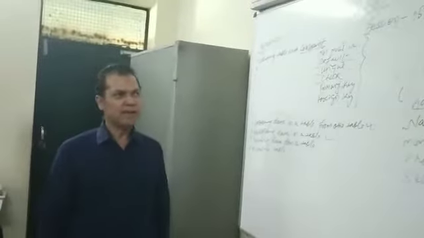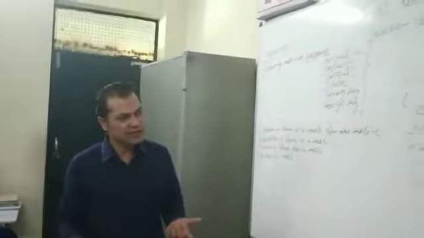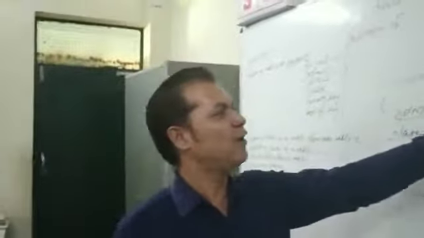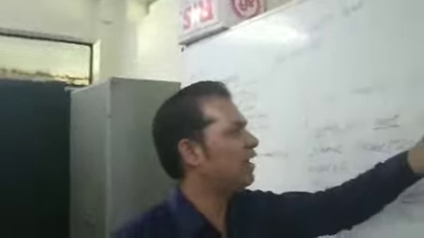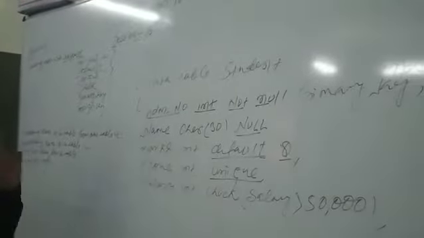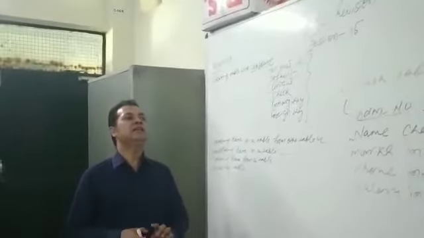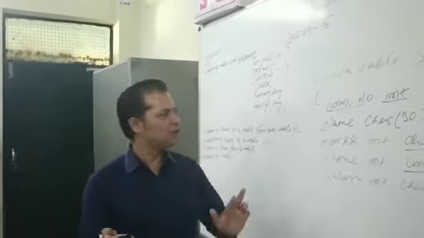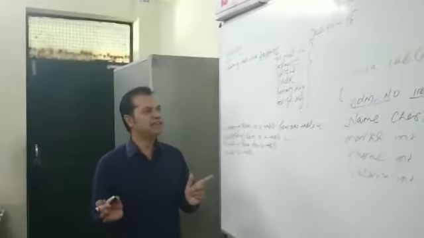Now by default primary key is not null. You may use primary key and not null both together, it's up to you, but by default primary key also comes with not null. It never allows you to enter a null value. Primary key always allows you to enter only a unique value, and in a table only one primary key can exist. Primary key can be based on either one field or more than one field.